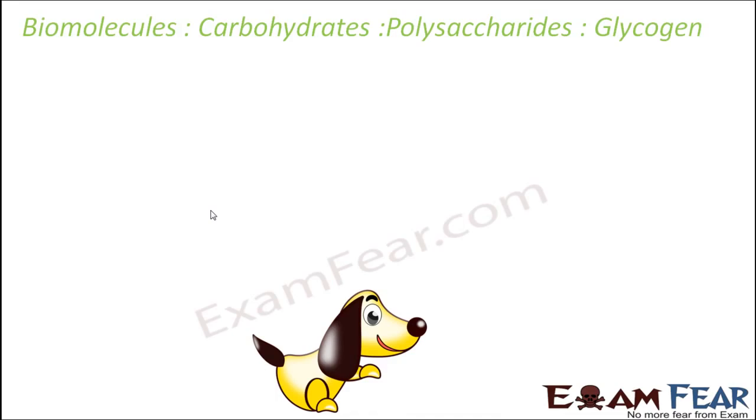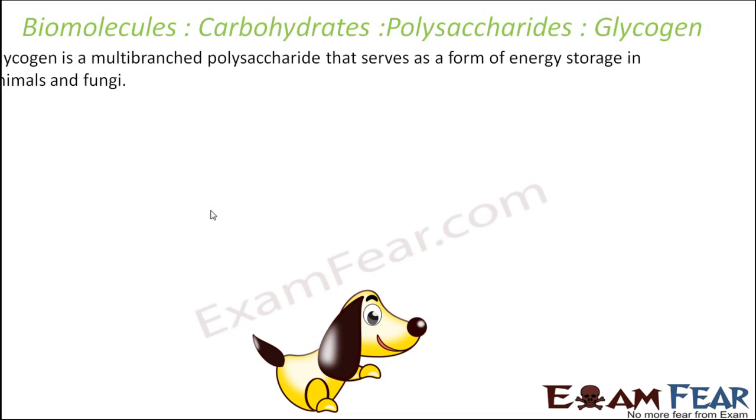But the primary storage of energy is fat. The secondary storage of energy in animals is glycogen. So the structure of glycogen is very similar to amylopectin. So you can remember it this way. Glycogen is similar to amylopectin, so both of these are branched. And amylose is similar to cellulose, and both of them are linear chain.